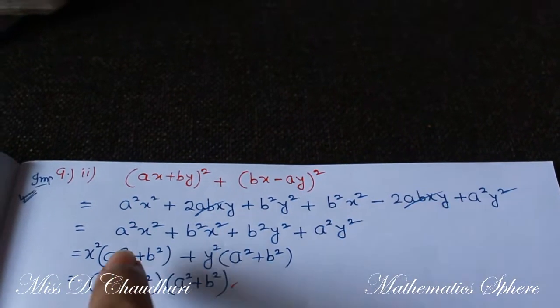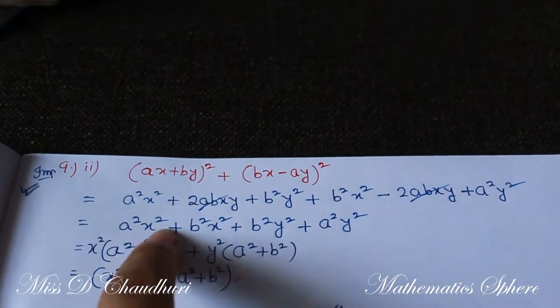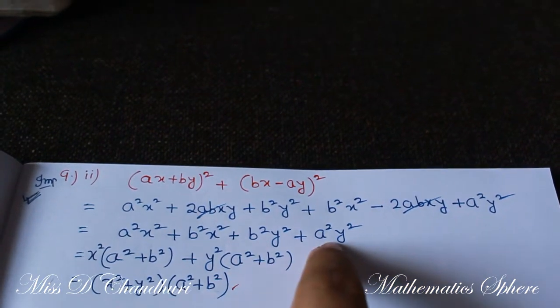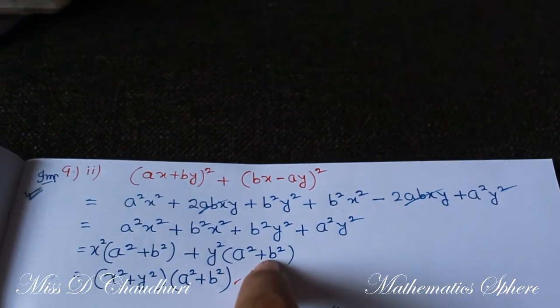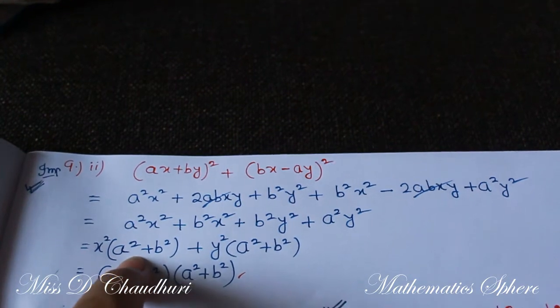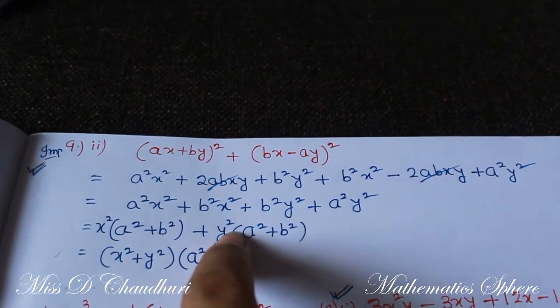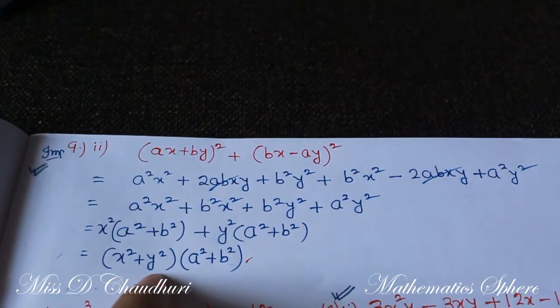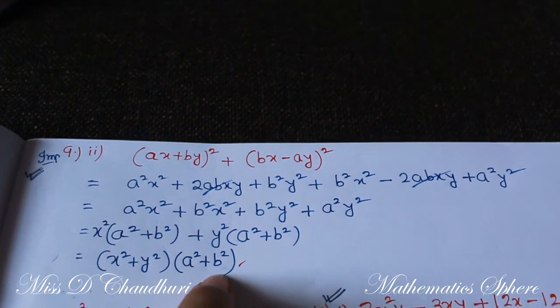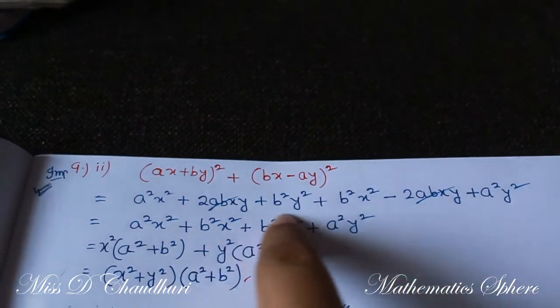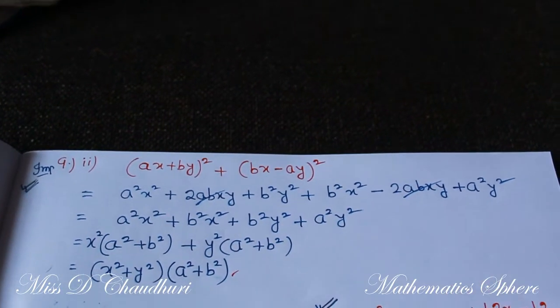Now you take common. I see from here x square can be taken common, so a square b square will remain. Again from here, y square is common, so a square b square will remain. Or you can do it that way only also. This is a square b square, so this one must be a square b square, so y square will remain. So one factor is x square plus y square, another factor is a square plus b square. Done. The one important thing was that line only. Other things are as usual.